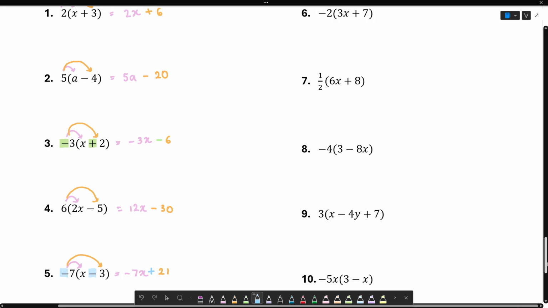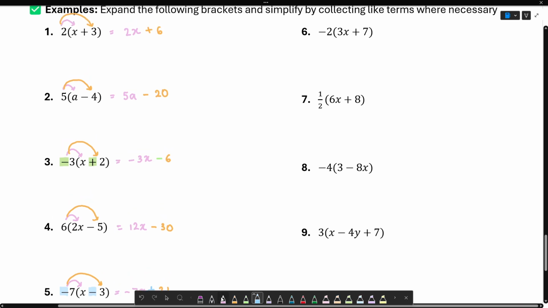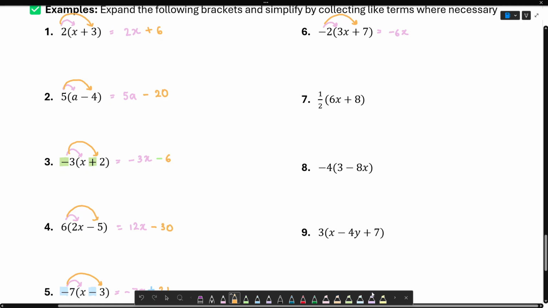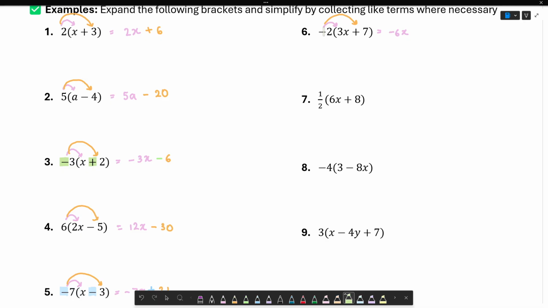Question 6, we are multiplying yet again another negative term on the outside. So we are doing minus 2 times 3x, which is minus 6x. And then we are doing a minus 2 times a positive 7. We have a negative sign and a positive sign. These two signs are different, so we will have to make it stay as a negative. Okay, and now we'll do the 2 times 7, that is 14.